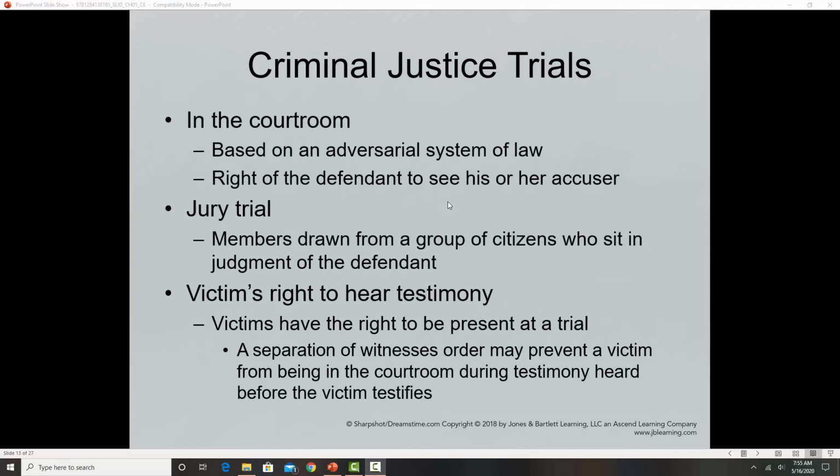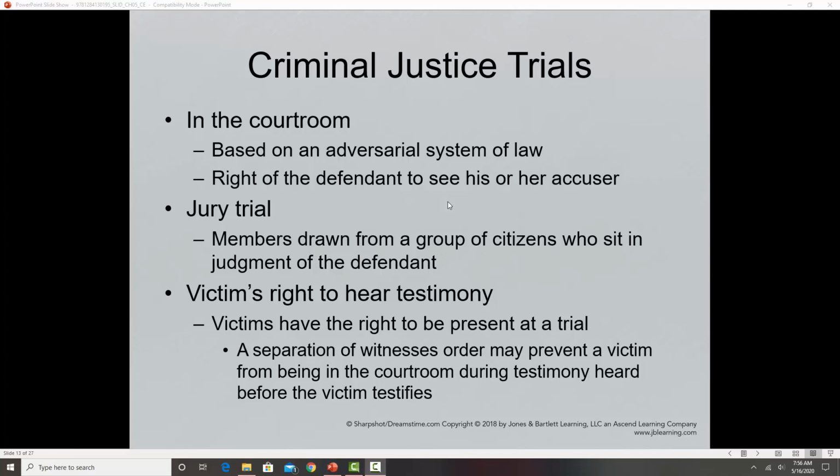Now, again, the vast majority of cases never go to trial, but if a case does, our court system is based on an adversarial system of law, meaning we have a prosecution and a defense. The defendant has the right to see his or her accuser and to hear all the evidence against him, so the defendant will always be in the courtroom. They have the right to a jury trial, when members of the community are brought in to sit in judgment. They can also choose what's called a bench trial, where it's just the judge who will hear all the evidence and decide the case.